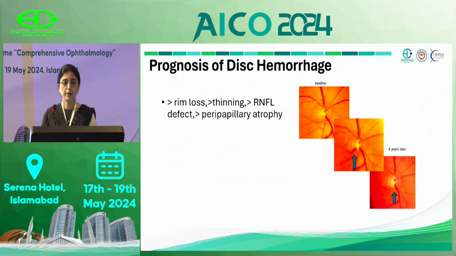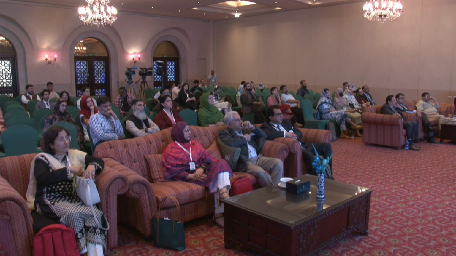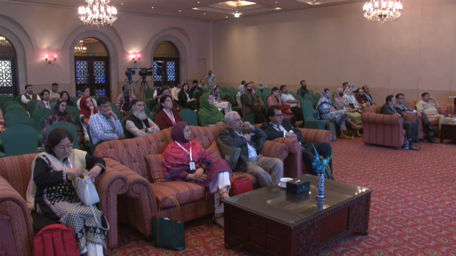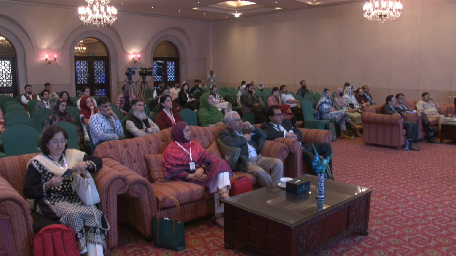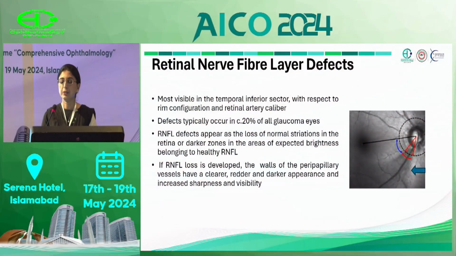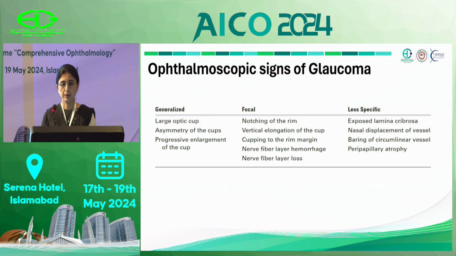Wherever we see disc hemorrhage, there is more fear or risk of rim loss, thinning, and RNFL defect, and finally peripapillary atrophy. RNFL defects are visible in those patients who have large, highly pigmented retinas, and it is seen as a wedge-shaped defect. It is suggestive of glaucoma damage at that site. Usually we see neuroretinal rim thinning with it as well. So it's not just an increase in cup disc ratio.